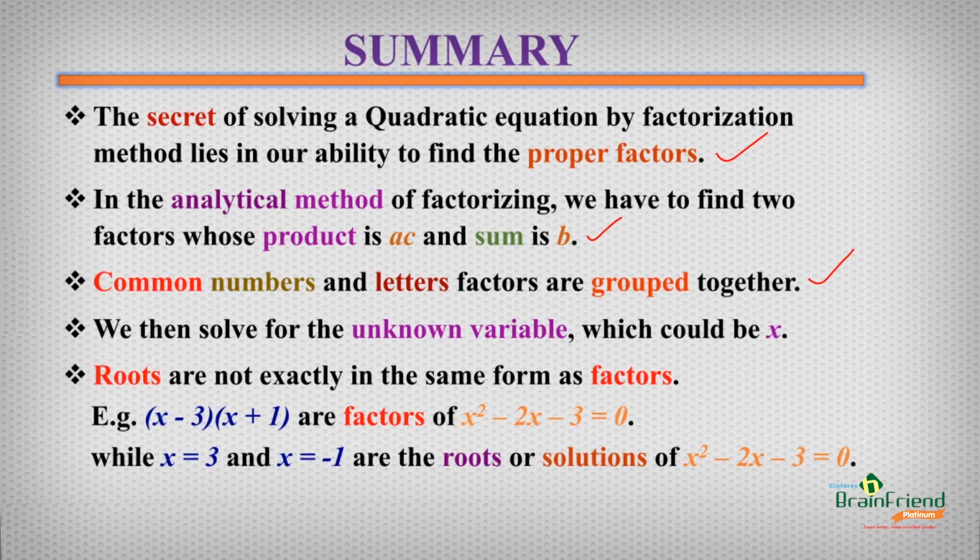Finally, we now know that roots are not exactly in the same form as factors. Example, x minus 3 and x plus 1 are factors of x squared minus 2x minus 3, which is equal to 0, while x equal to 3 and x equal to minus 1 are the roots or solutions of x squared minus 2x minus 3 equal to 0. Now that we've gone through this whole process and I've learned a lot of things, let us apply what we've learned in solving these simple questions.